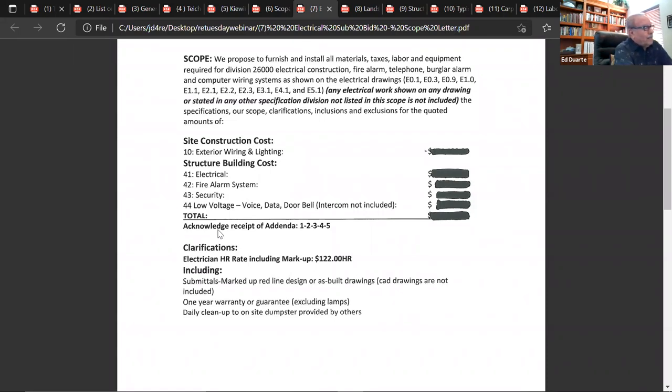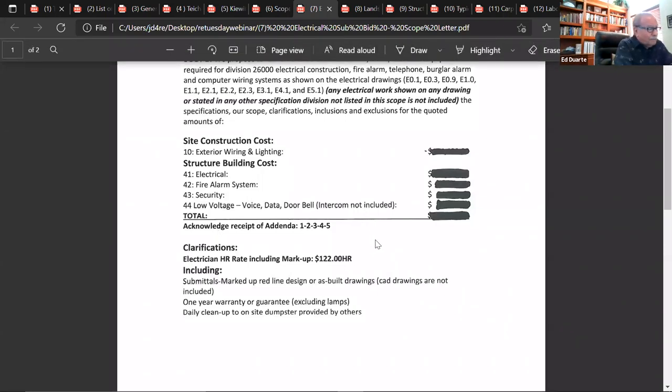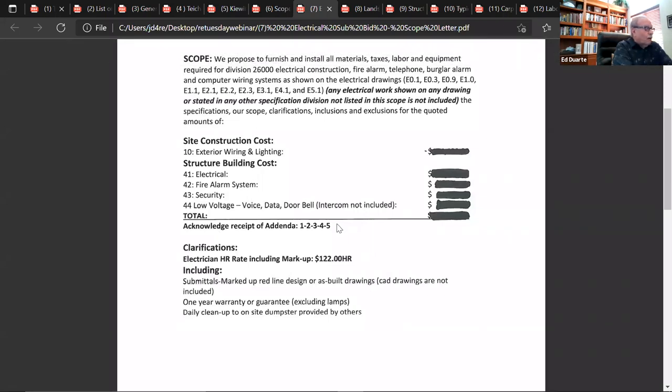So if an addendum is issued that affected this electrician, let's say it was addendum number 4, and he did not acknowledge this, then the prime contractor cannot trust that he's aware of addendum number 4, which changed the panel size from 100 amp to 200 amp. And that affects the price for obvious reasons. So the bottom line is that acknowledging receipt of addenda is crucial and absolutely mandatory for any and all subcontract quotes.